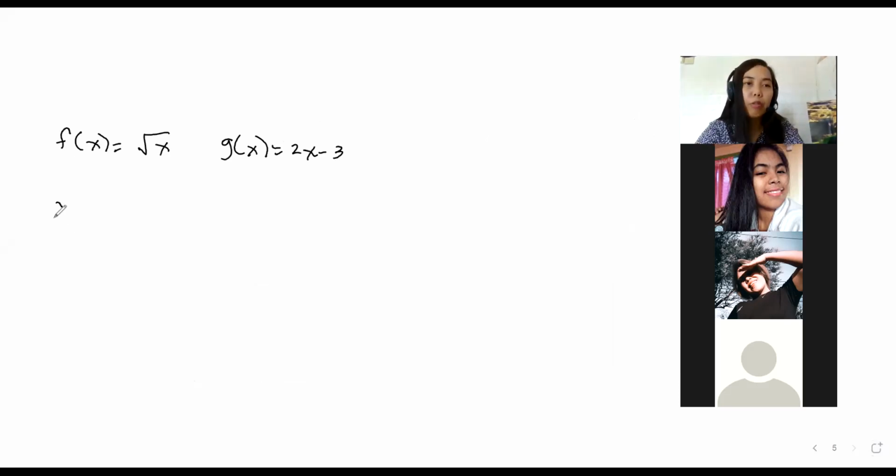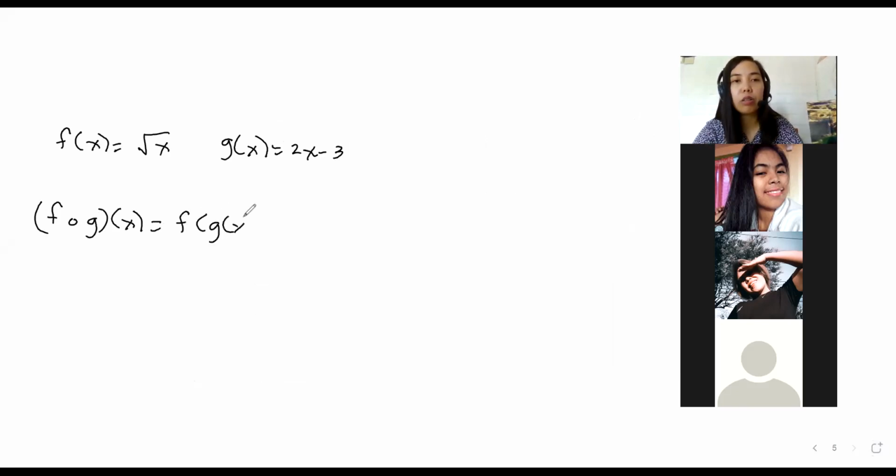When we get f composite g kanina, sagot natin ay, so f composite g means f of g of x. So f, your g of x is 2x minus 3. You're going to plug this in f. That will be your variable in f. So you will have square root of 2x minus 3.